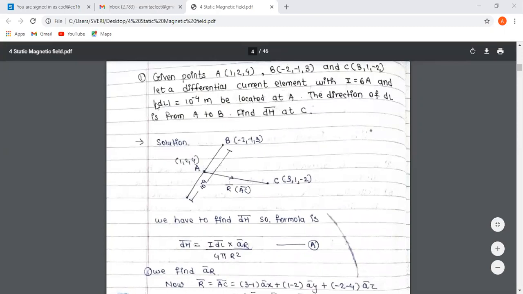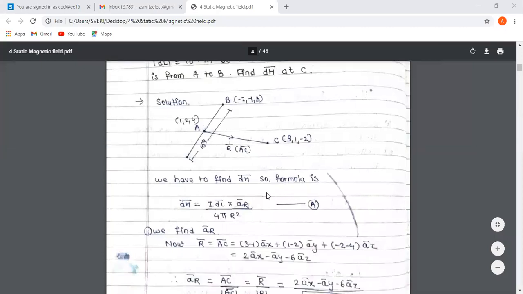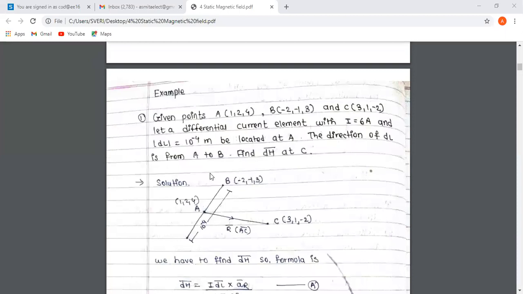Now dl bar: the mod of dl bar is given and it is 10 raised to -4 meter. Now a bar r is the unit vector from point A to point C. If you see the example, the mod of dl is located at point A, which means we have to find the magnetic field intensity from point A to point C, so we have to consider that distance.